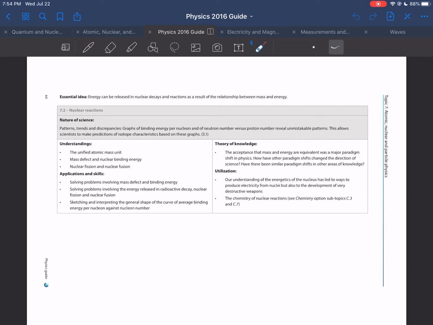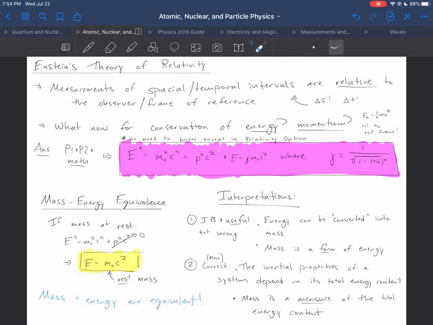Hello everyone! In this video, we will continue to examine topic 7.2 nuclear reactions, and in particular continue to unpack the relationship between mass and energy. In the previous video, we introduced this general idea of mass-energy equivalence, that energy and mass are equivalent. This is usually captured in the famous equation E equals mc squared. More precisely, E equals m naught c squared for the rest mass, for objects that are not moving.